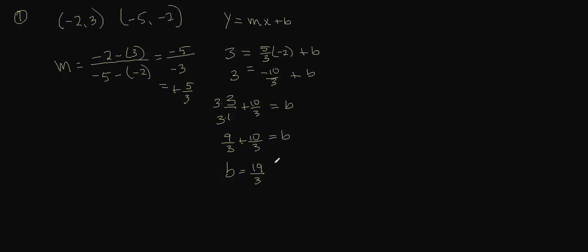Now we could write it as a mixed number, but for our purposes, we're just going to write the equation as y equals +5/3 x, and then the y-intercept will be 19/3. Not the prettiest equation to graph, but if you're asked for an equation of a line, this will satisfy your problem here.